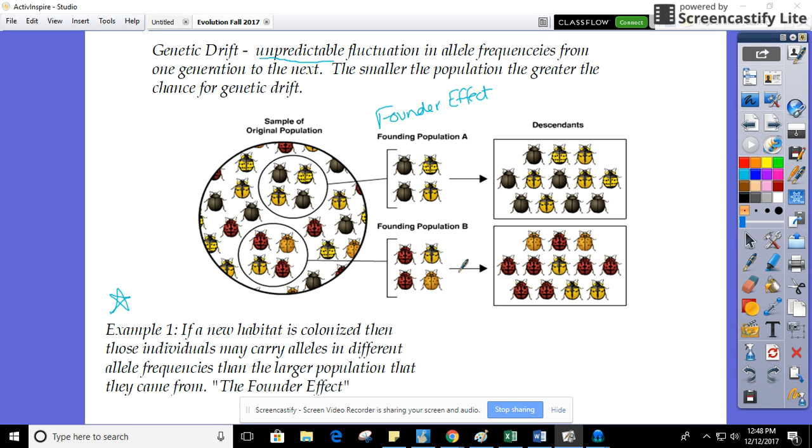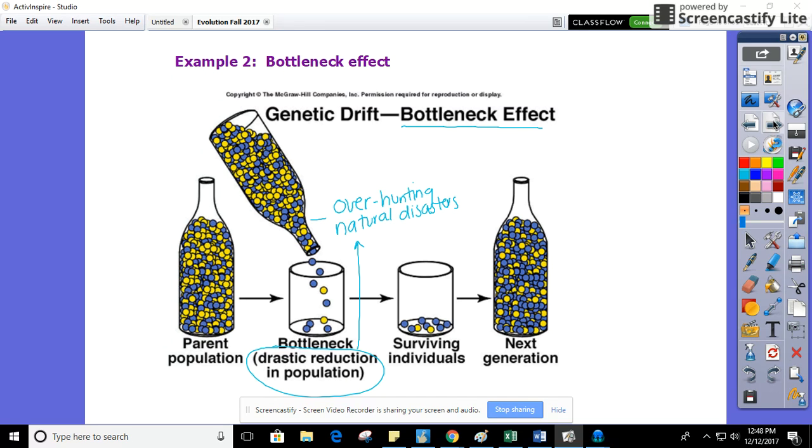The bottleneck effect is also an example of genetic drift. Something may cause the population to drastically reduce. So in both of these, the population is reduced. It's either a founding population moves to a new habitat, or something like overhunting or natural disasters causes a reduction in population. So now surviving individuals don't represent the parent population, and therefore the next generation is not going to represent the original parent population. The last lesson is on speciation.